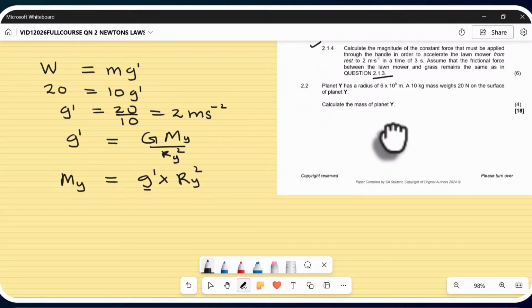What do you get from your calculator? Who can tell us here? Calculator gives you what now? Talk to me. Here it gives me 1.08 times 10 power 22 kilograms. 22 kilograms for this planet.